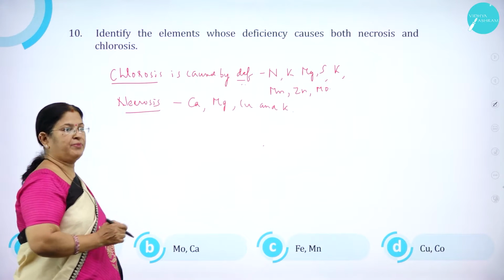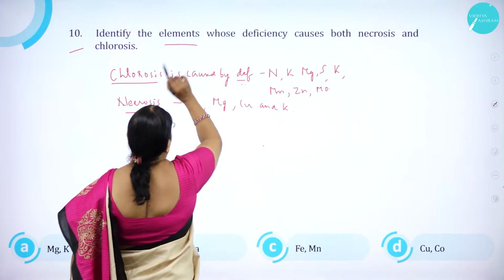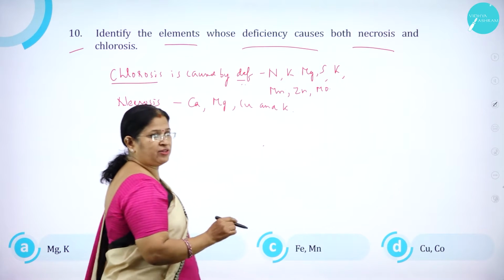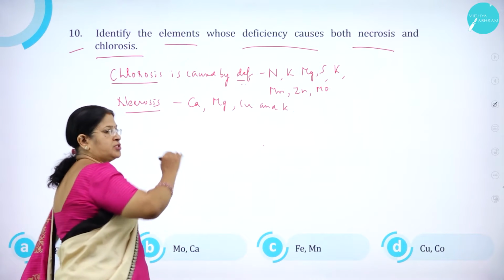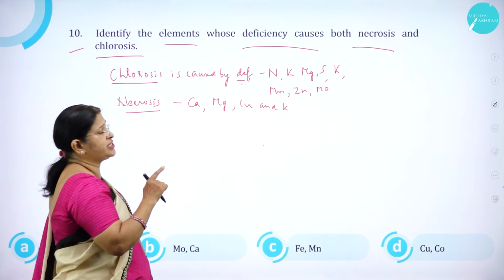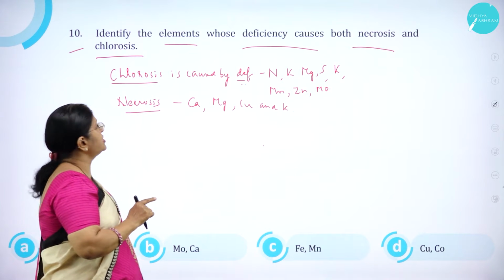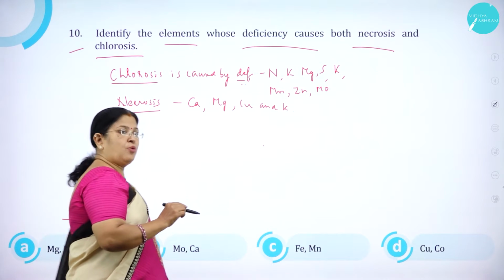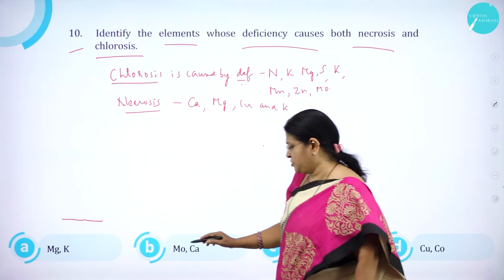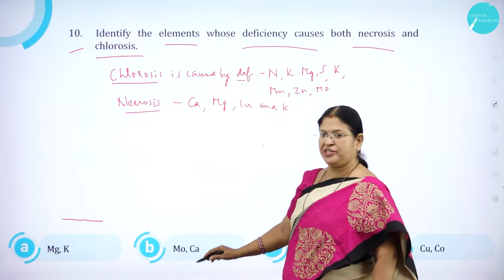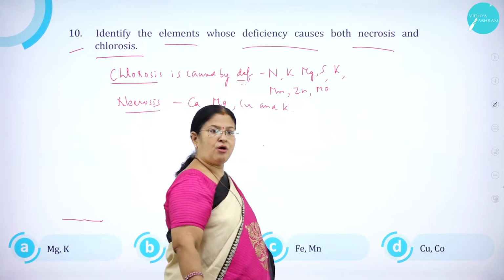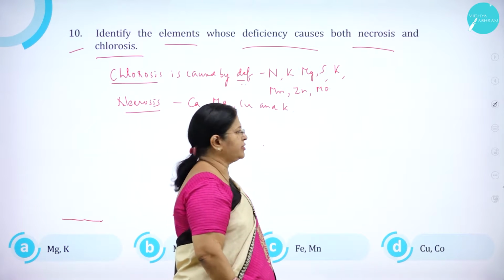Moving on to question number 10. Identify the elements whose deficiency causes both necrosis, death of tissue, and also chlorosis, removal of chlorophyll. So identify the elements whose deficiency causes both necrosis and chlorosis. What are the elements? Option A, magnesium and potassium. Option B, molybdenum and calcium. Option C, ferrous and manganese. And option D, copper and cobalt.